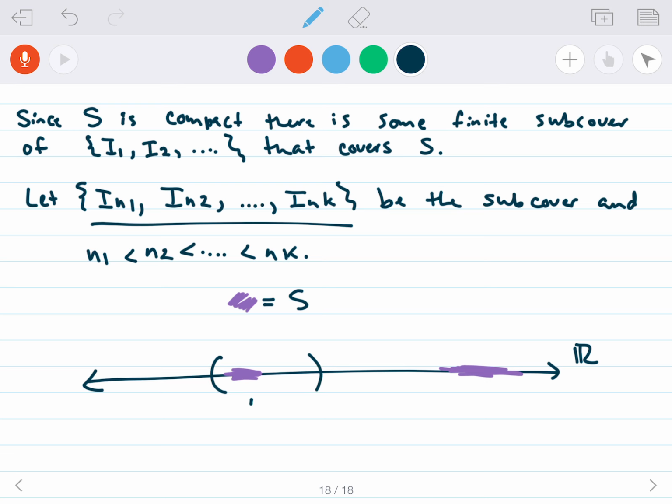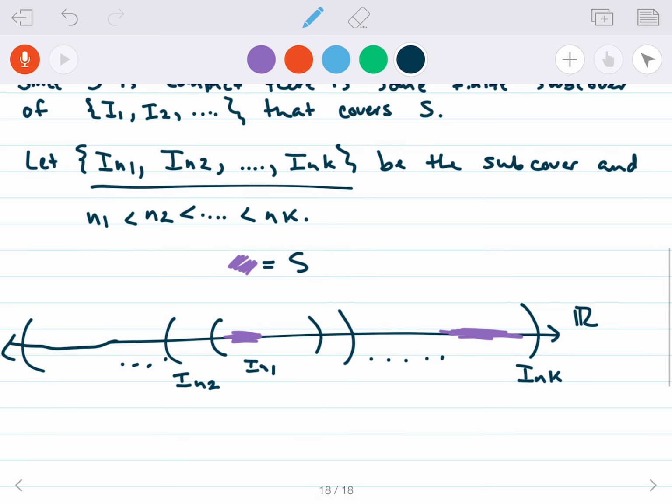So maybe this is I_{n1}, and n1 is less than n2, etc. This is I_{n2}. And eventually it's going to cover it. I didn't draw this great, but let me just extend it a little bit, because I'm trying to draw it symmetrically. So eventually, at this nk-th spot, this whole set's going to be covered, right?